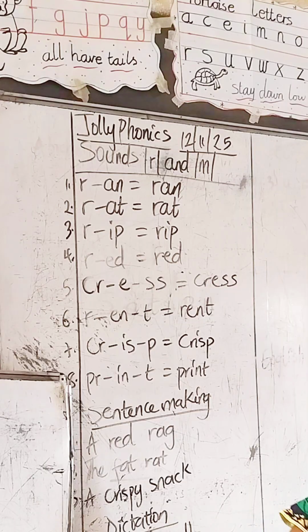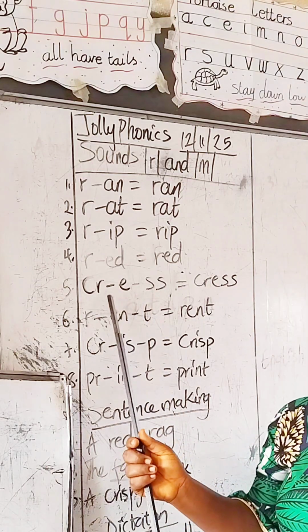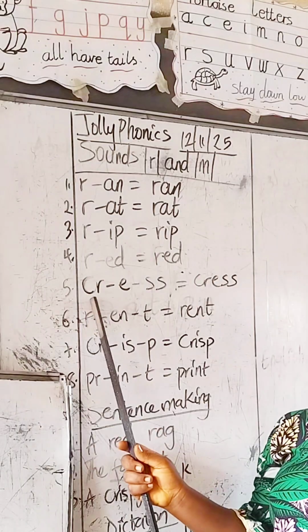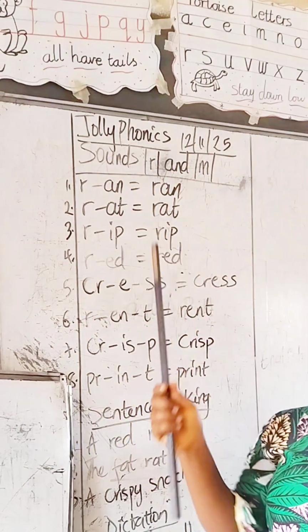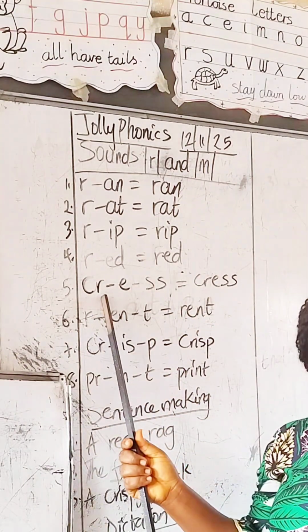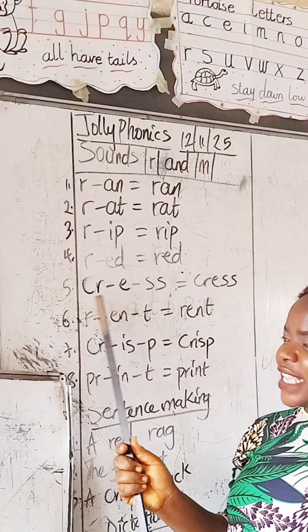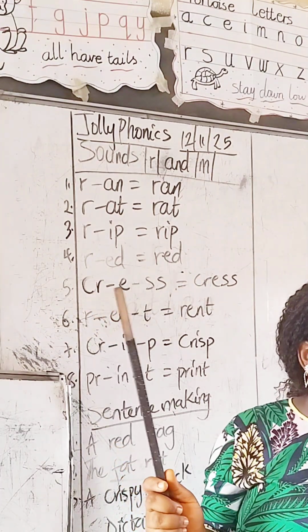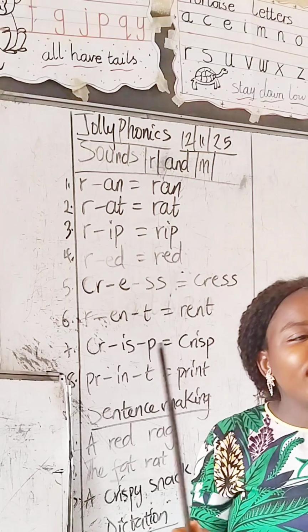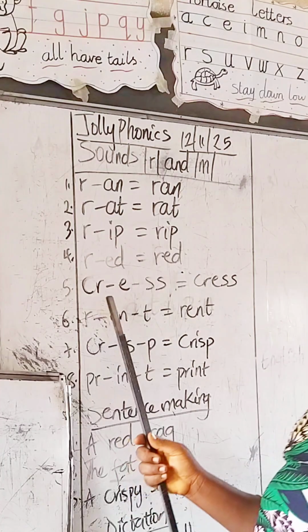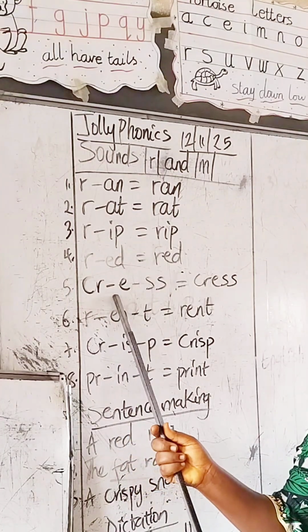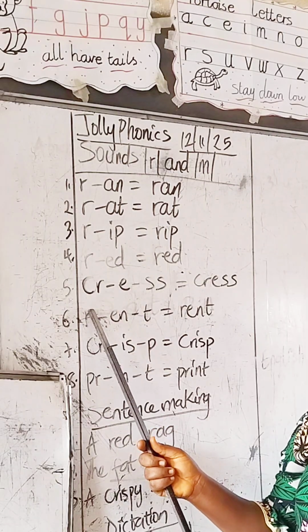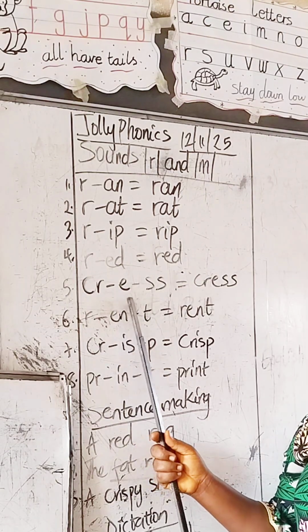Red. Now number 5. This is a consonant blend. What sound is this? And this one. So put it together. Cur. Cur. Now let's blend. Cur.